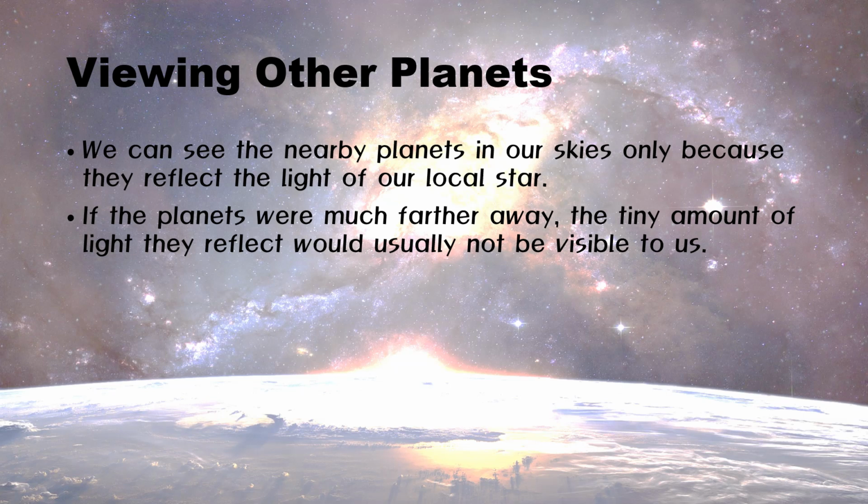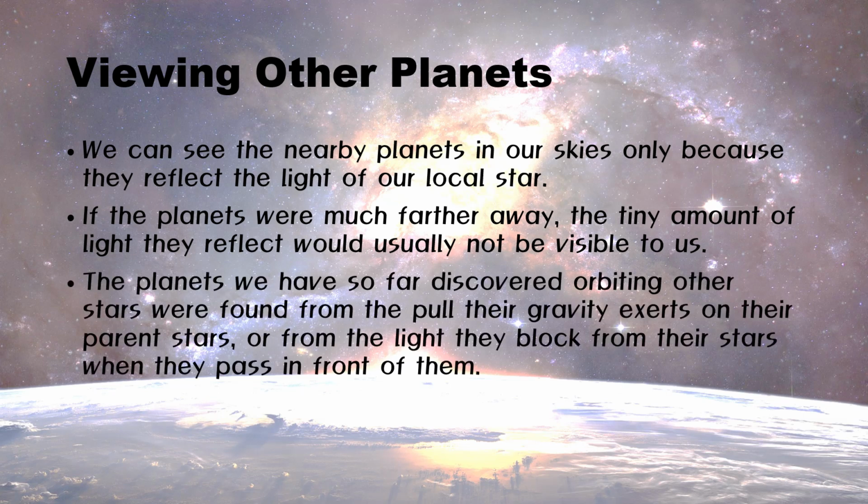Now, if the planets were much further away, the tiny amount of light they reflect is usually not visible to us. For the planets that we have discovered so far orbiting other stars, if we wanted to go look at another star system, we can't necessarily see that light because they're so far away. Instead, we have found things such as the pull of gravity exerted on the planet's star, or when they pass in front of it because they're blocking the light. This is how we, a lot of times, will detect planets that exist in other star systems farther away.